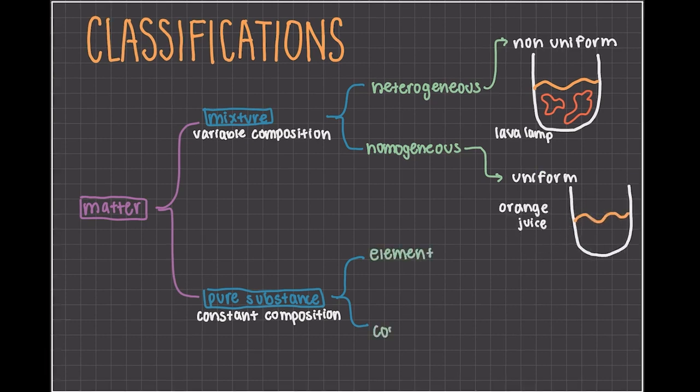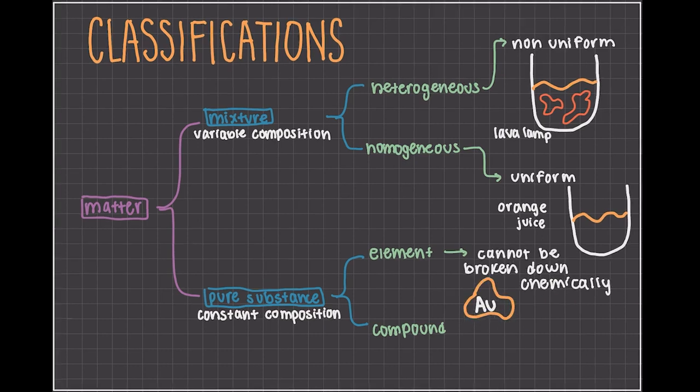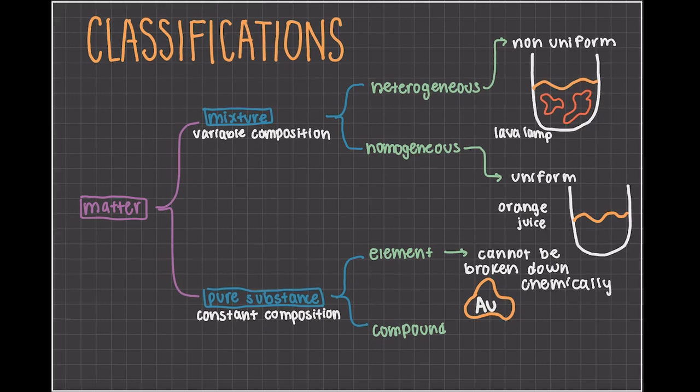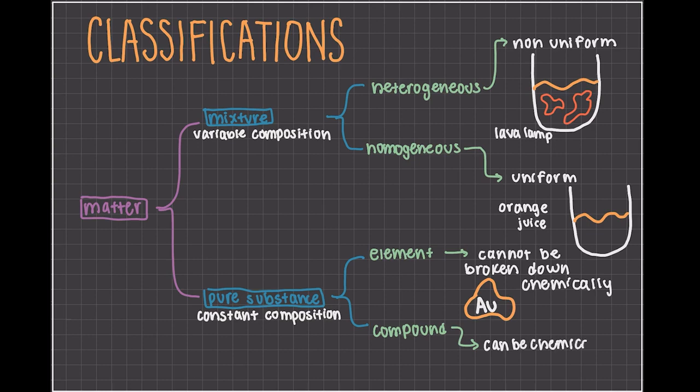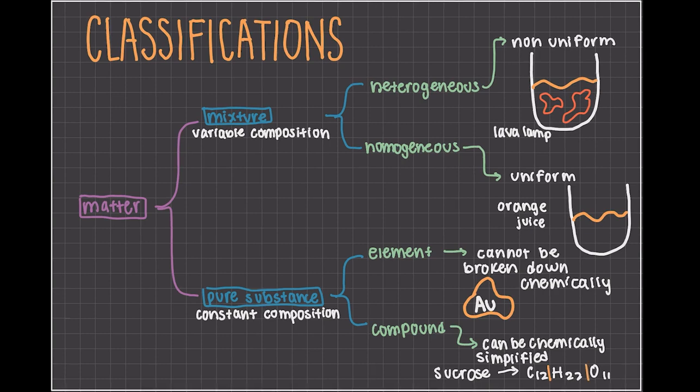Pure substances can also be broken down into two categories, element and compound. An element cannot be broken down chemically, like a piece of pure gold can only be broken down into smaller pieces of pure gold and not anything else. A compound, however, can be chemically simplified, like sucrose, which can be chemically broken down into several different compounds or elements. Being able to classify matter will be very useful in working on chemical equations or reactions in future videos.